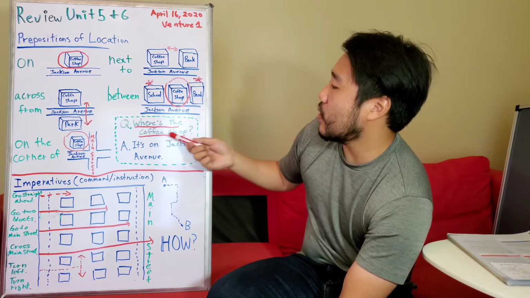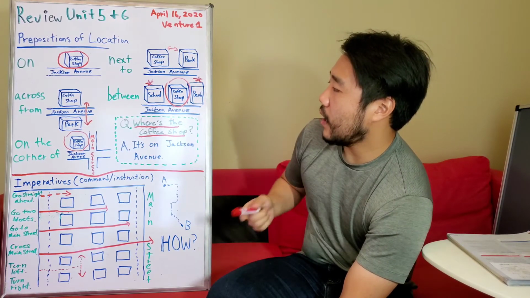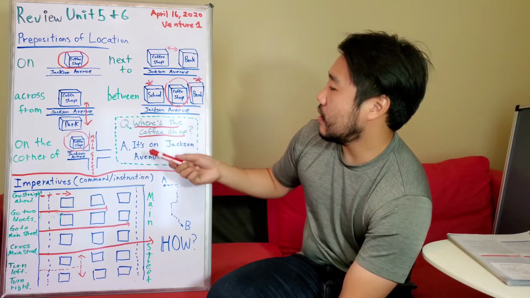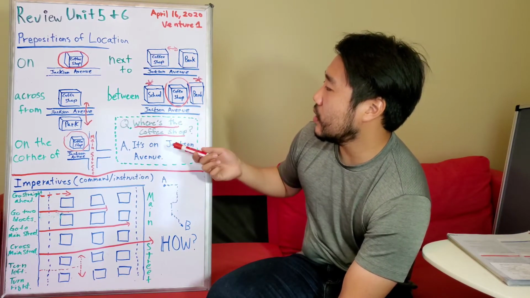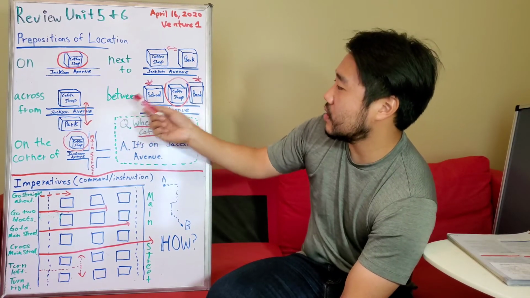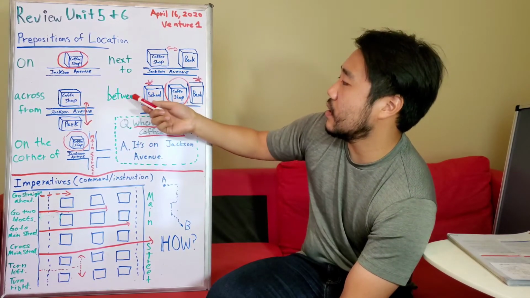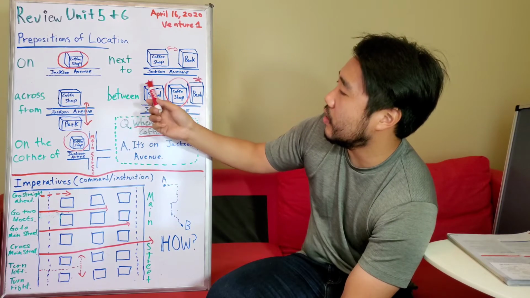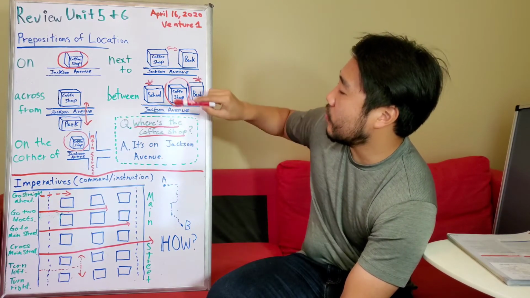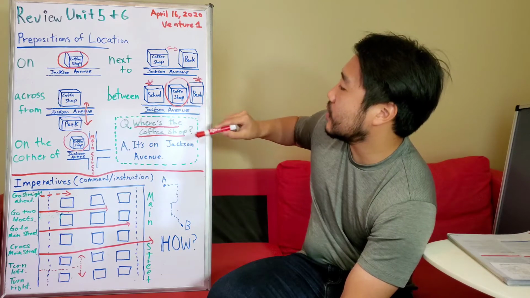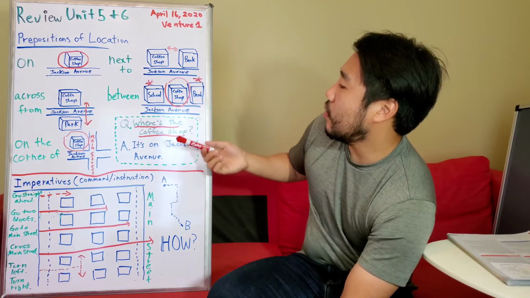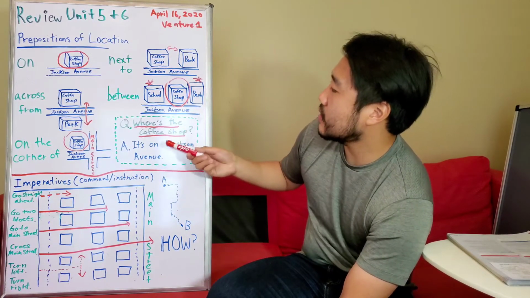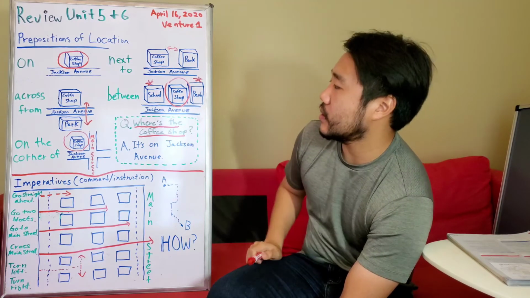And then if the question was, where's the school? I cannot use between. It's between what? There's nothing here. There's a coffee shop next to it, but you can't use between because there's nothing on the other side. But if I want to identify the location of the school, I could say, it's on Jackson Avenue, or it's next to the coffee shop. The school is next to the coffee shop, right?